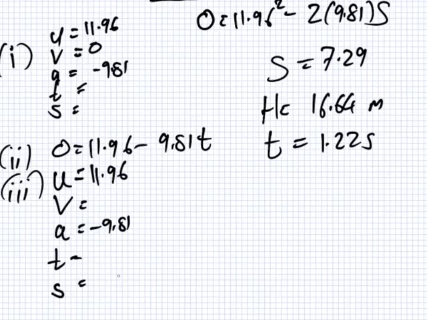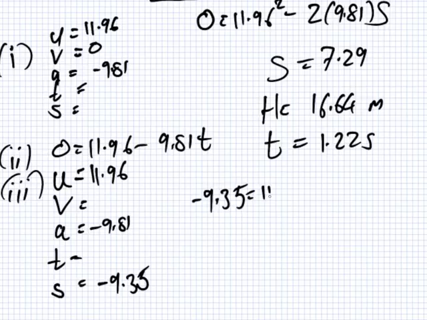Minus 9.35. Yeah. So I'll use my formula. S equals U T plus a half A T squared. So the minus 9.35. It's 9.35 meters below where it started.